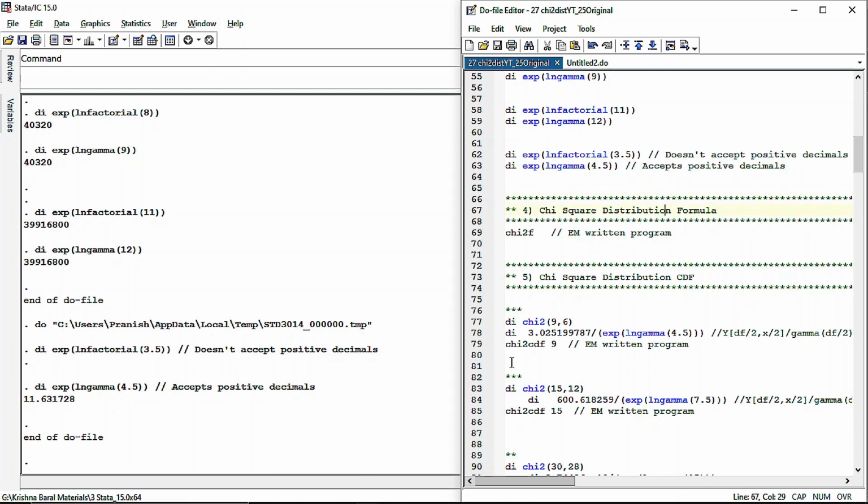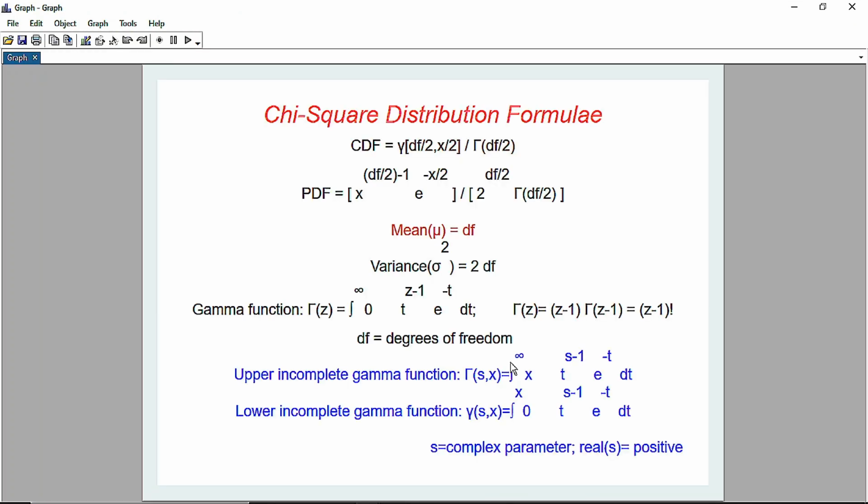Now let us see some of the formulas of the chi-square distribution, and we will calculate the PDF and CDF in our next session. First of all, the mean is equal to the degrees of freedom, and its variance is equal to twice the degrees of freedom. The PDF of the chi-square distribution is calculated by x to the power half the degrees of freedom minus 1, and Euler number to the power minus half the value of x, whole divided by 2 to the power half the degrees of freedom and the gamma value of half the degrees of freedom.